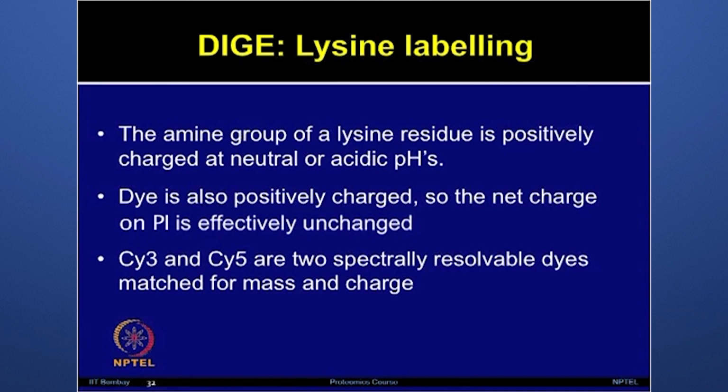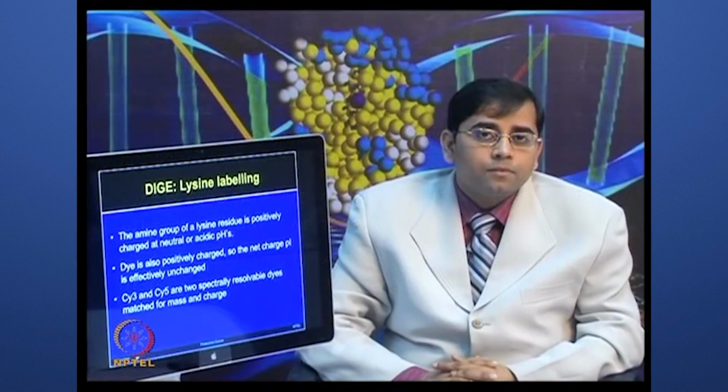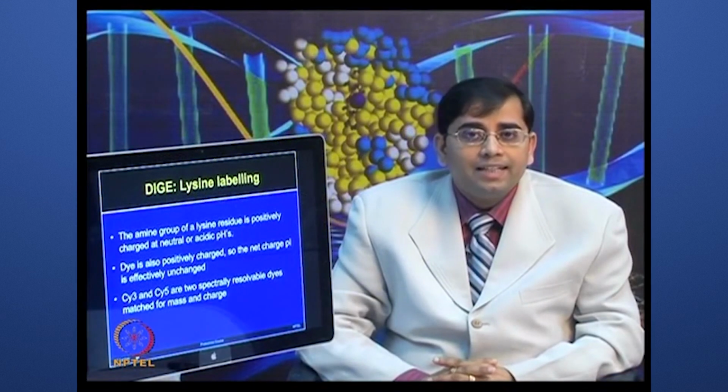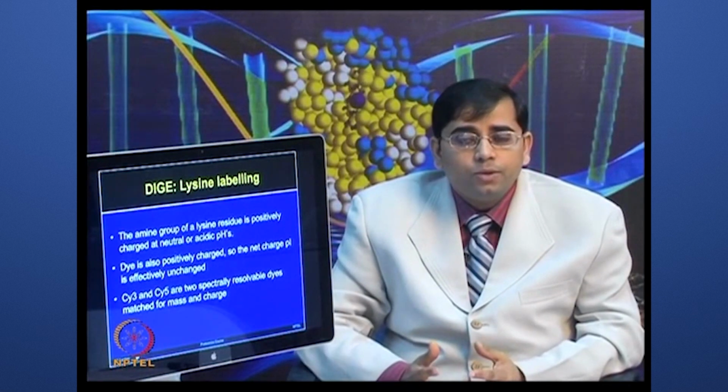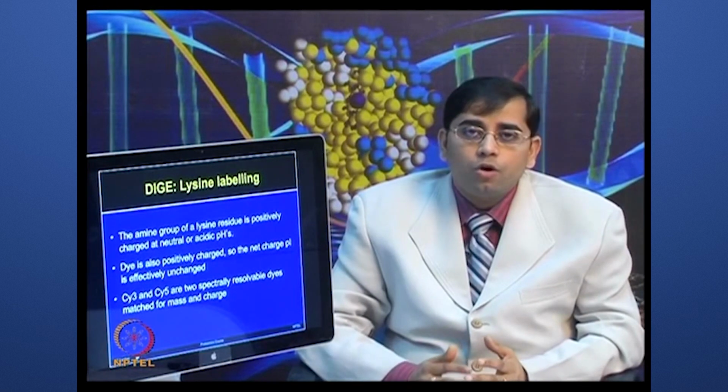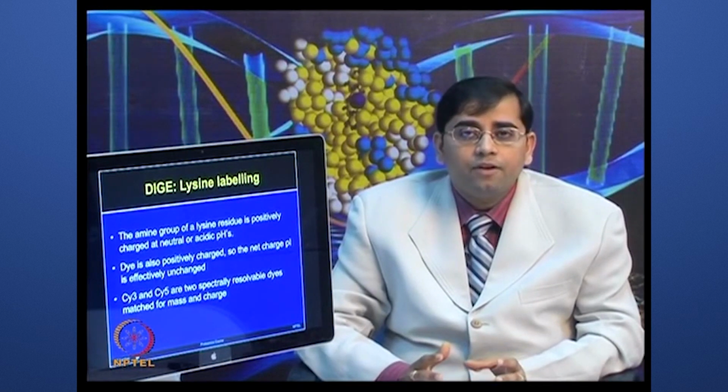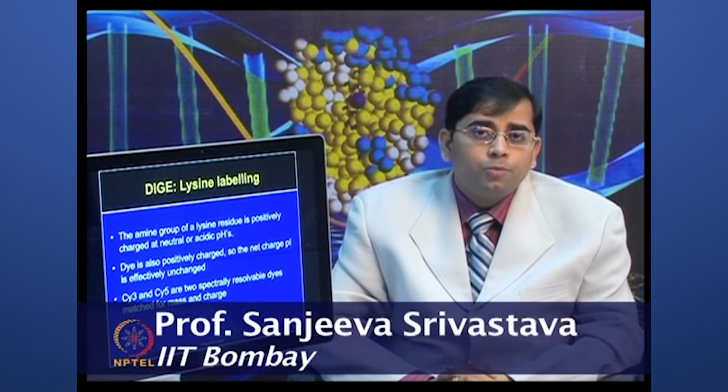Therefore, Cy3 and Cy5 are not going to alter the mass or the charge overall, and they are very well spectrally resolved. So, people prefer doing lysine labeling. It is not going to alter the overall pI values. It is not going to alter the overall mass, because both Cy3 and Cy5 carry the same mass of these labels, and there is a good probability that your protein will have lysine residues and it will get labeled by the cyanine dyes.